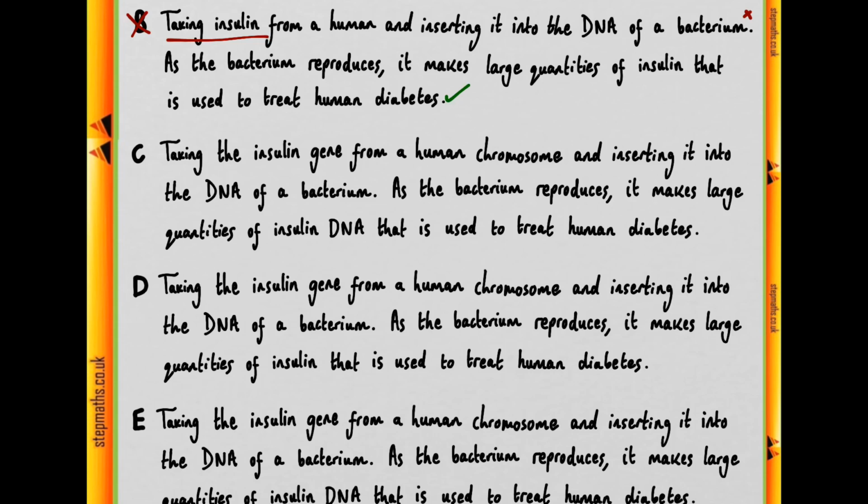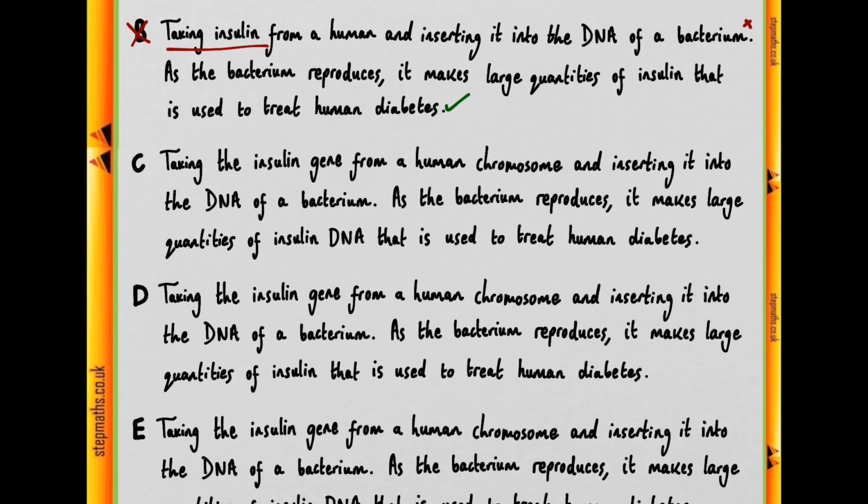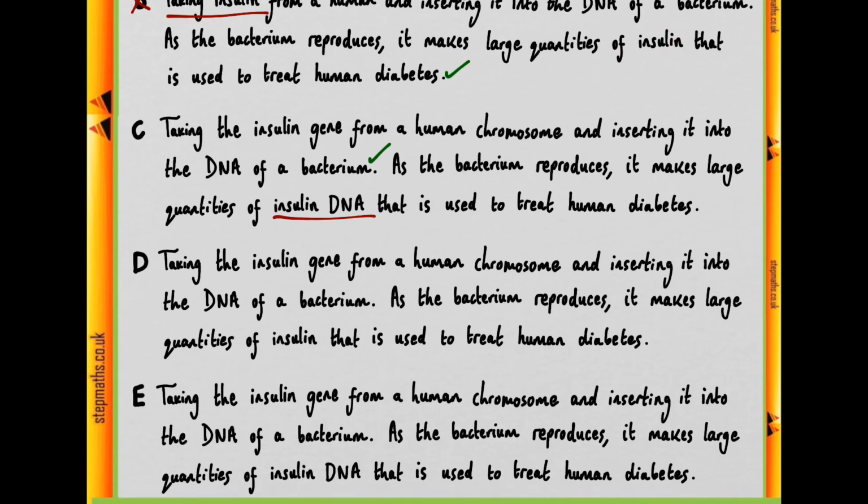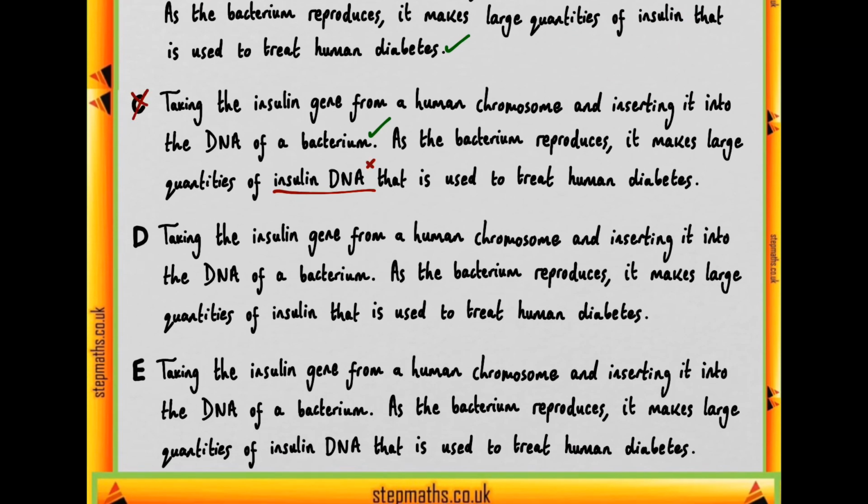Moving on to C, is this the right one? Well, let's have a look. Taking the insulin gene from a human chromosome, that's much better than what we had before, and inserting it into the DNA of a bacterium. As the bacterium reproduces, it makes a large quantity of insulin DNA, so we've got that same mistake again about insulin DNA, which isn't used to treat diabetes, it's the insulin itself that we're looking for. So that's statement C being wrong.